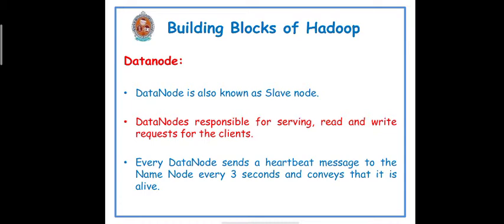Coming to data node. Data node is also known as a slave node. In Hadoop HDFS architecture, data node stores actual data in HDFS. Data nodes are responsible for serving read and write requests for the clients. Data node sends information to the name node about the files and blocks stored in that node and responds to the name node for all file system operations.